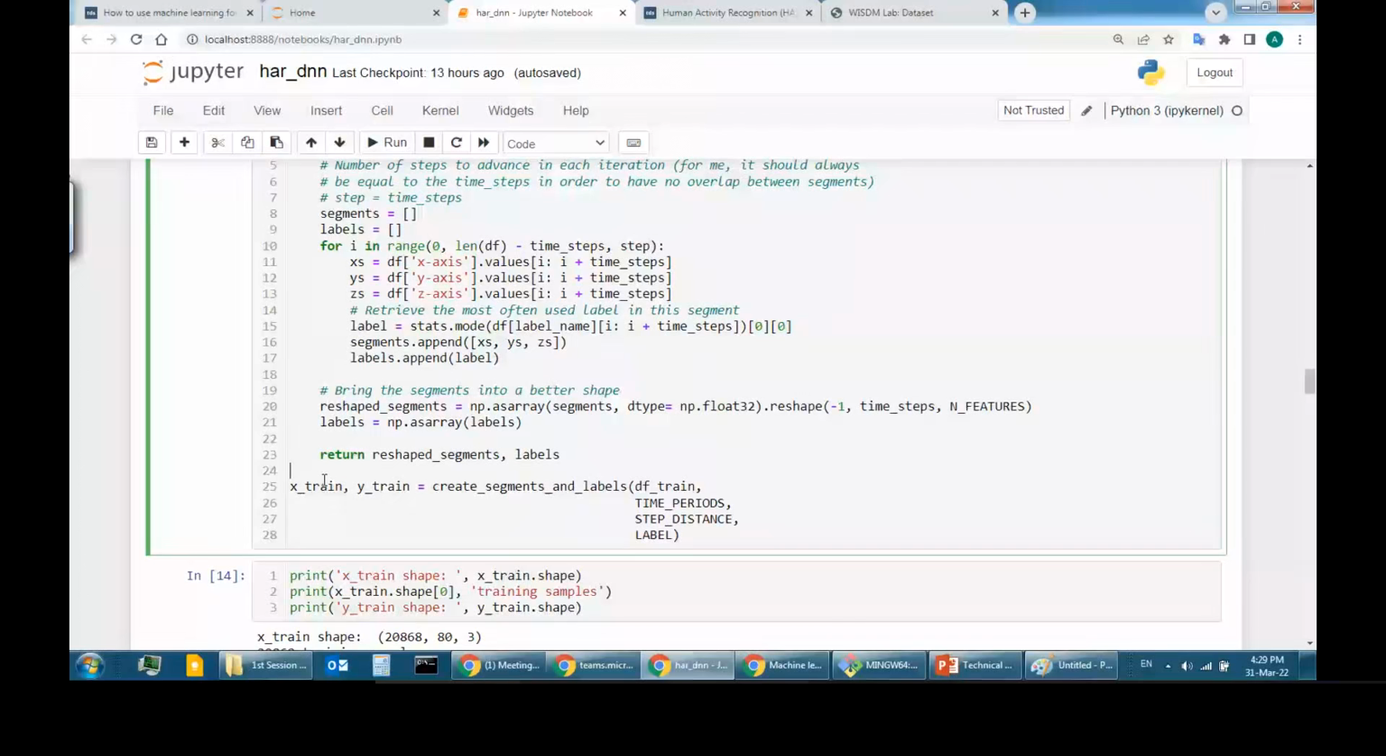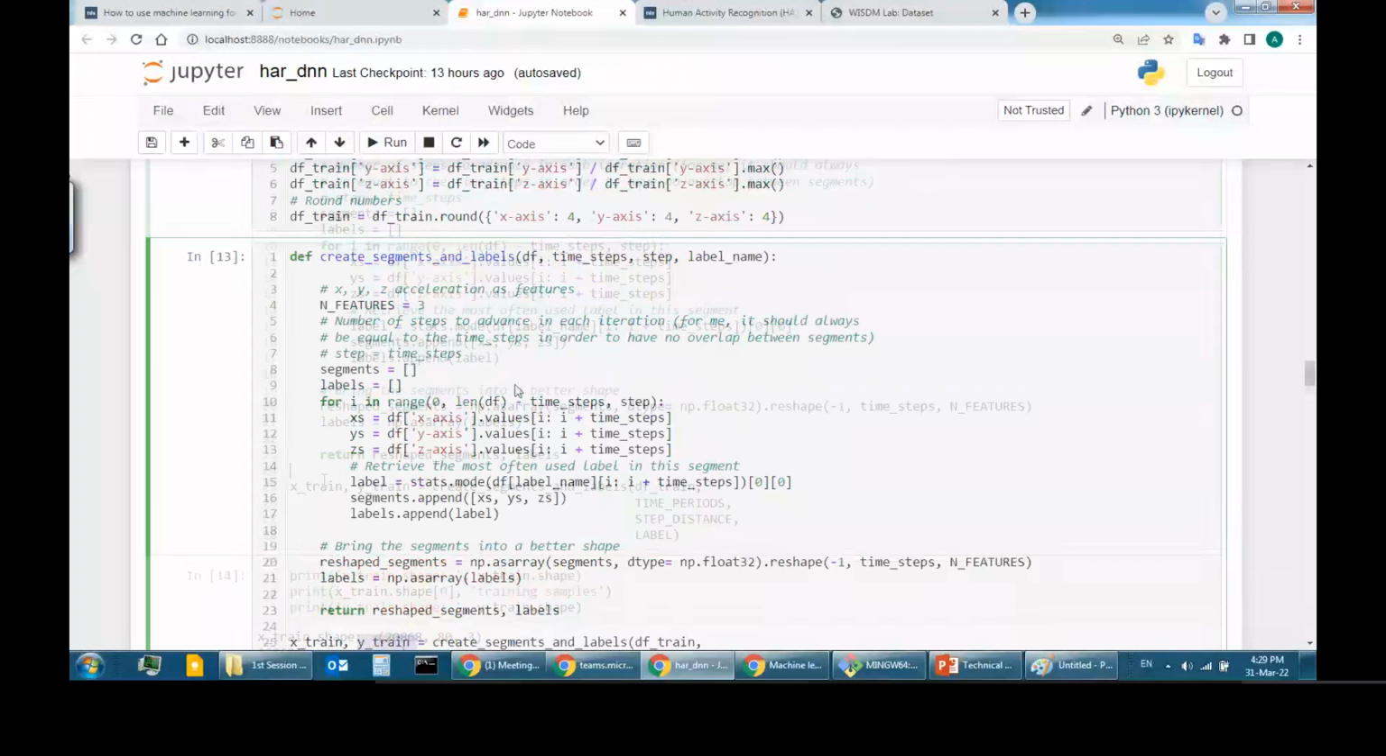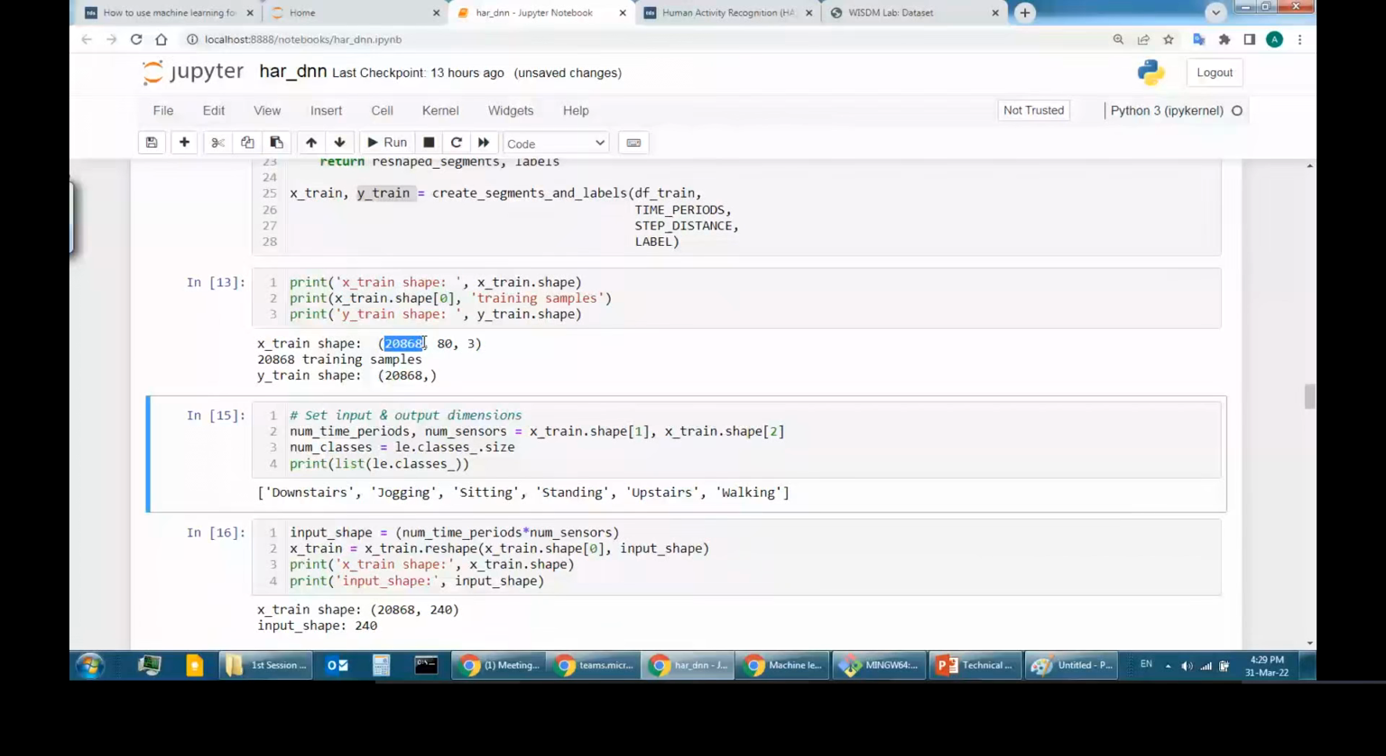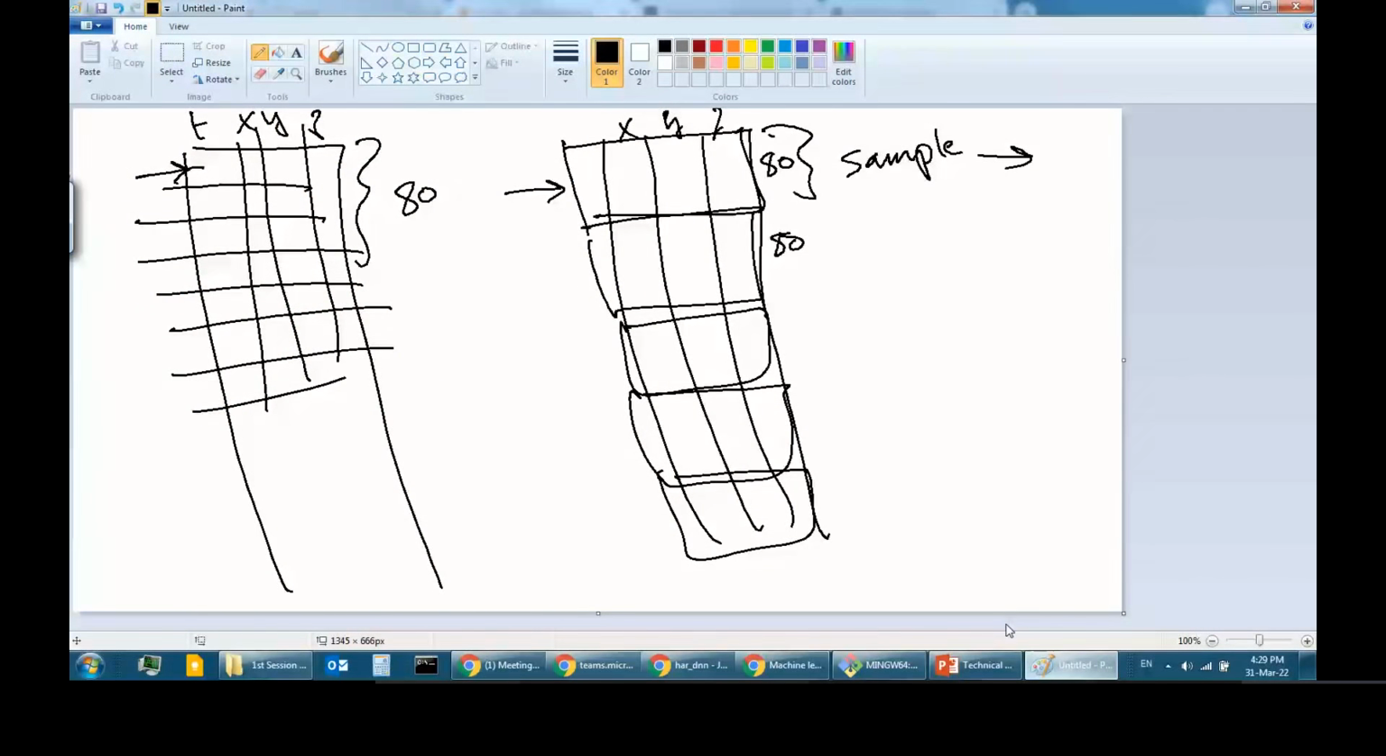Let us just execute this. And this is just to confirm how much data we have. Because if you do that, you will have something like 20,000 lines, samples. Each one is actually 80 multiplied by 3. So each sample is 80 by 3. This is one sample. And how many samples do you have? More than 20,000 samples for the training. So these are the labels.